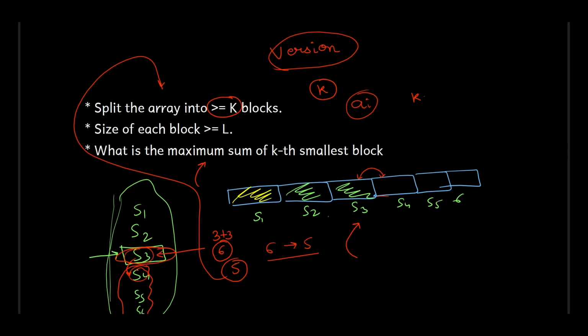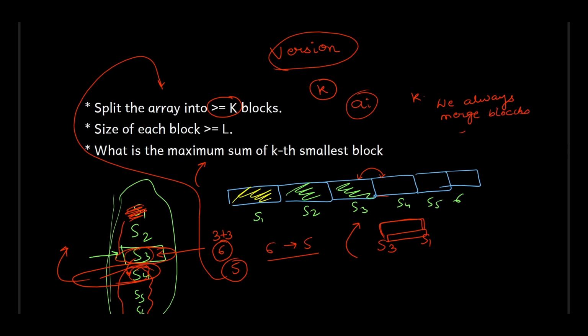Similarly, suppose S4 was not on the right hand side of S3. On the right hand side of S3 you had S1. So S3 can even eat a block that is smaller than it. They can merge together to form a bigger block, and once they merge together to form a bigger block, a gap will be created over here and all the elements will shift, right? So S4 will become the new kth smallest element, which is of course better, right? So this means that we always merge blocks if we can.